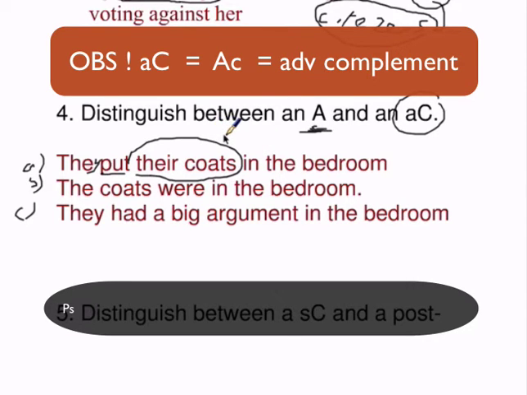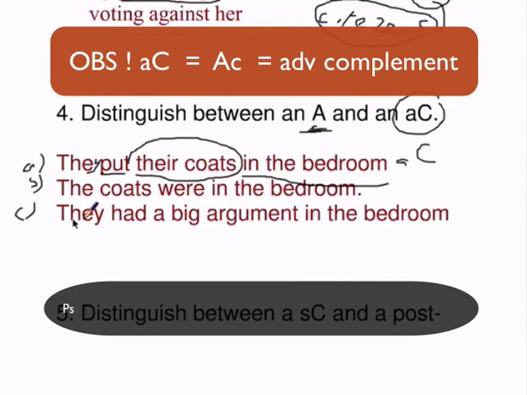You notice you cannot stop there. You have to include an adverbial. And because you must include an adverbial that tells you where, when, how, or why, because this adverbial is compulsory, you cannot be without it. It becomes an adverbial complement. Similarly, look at B. The coats were in the bedroom. You can't stop it. The coats were. You must have in the bedroom. And because you must have in the bedroom, which tells you where, because you must have it, it's an adverbial complement.